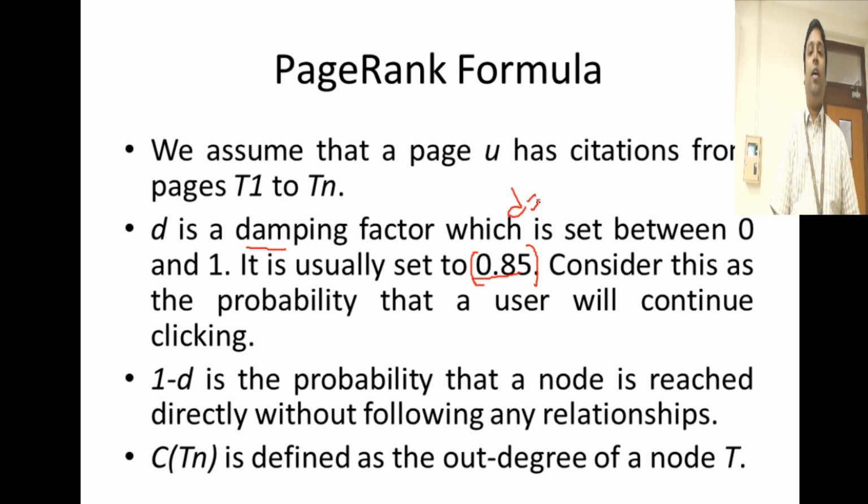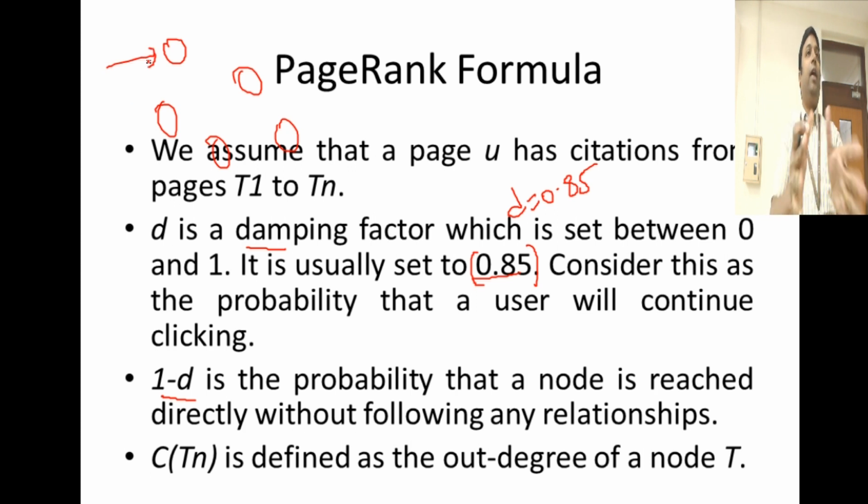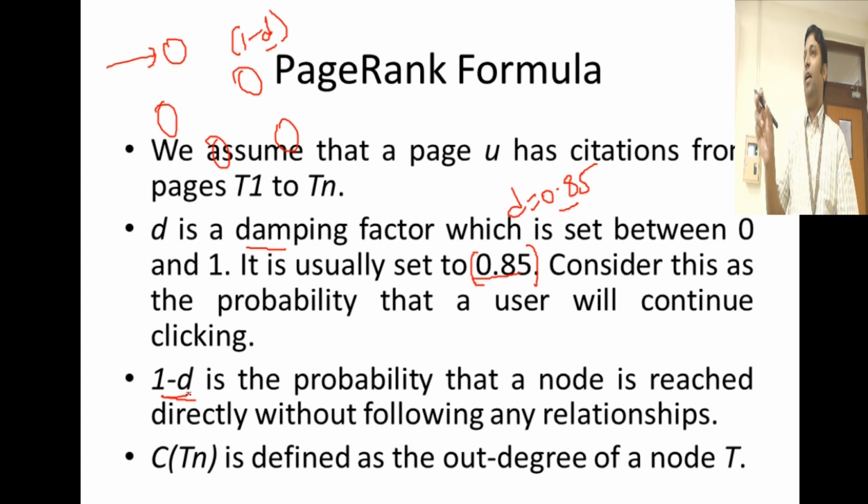So what is the value of D? 0.85. 1 minus D is the probability that a node is reached directly without following any relationships. Suppose you take a web page, and you have so many web pages, right? The probability that any of these pages will be clicked by a user at random is given as 1 minus D. What is D? 0.85. So 1 minus D is 1 minus 0.85, that is 0.15. So what is this 1 minus D? It is the probability that a particular node will be selected at random.